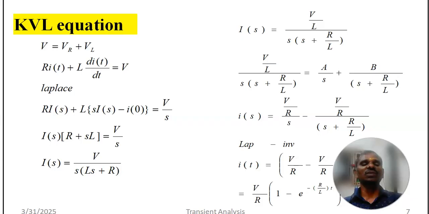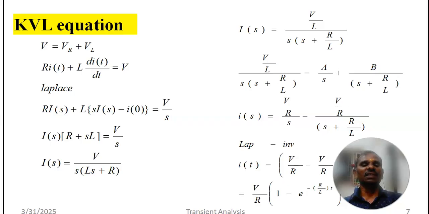So you take Laplace on both sides. So R into I of s plus, if you differentiate di by dt and take Laplace, it is s into I of s minus I of 0, where I of 0 is the initial energy stored in the inductor, or if it is a capacitor, the value already stored in the capacitor, which is multiplied with inductance. If you take Laplace for a constant, it is voltage divided by s.